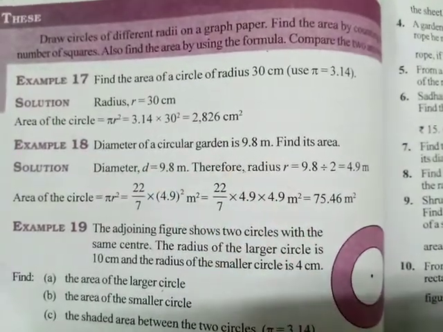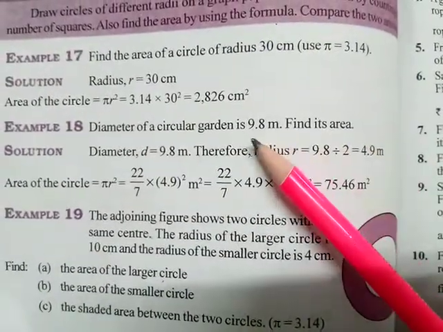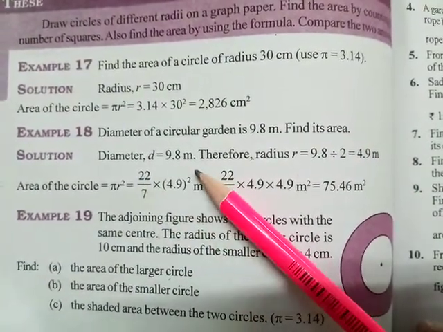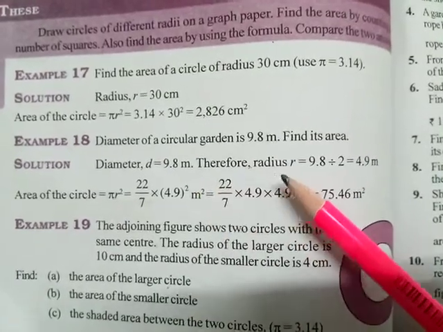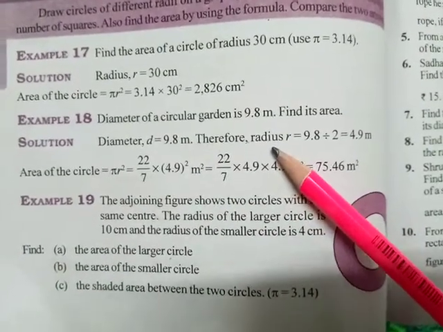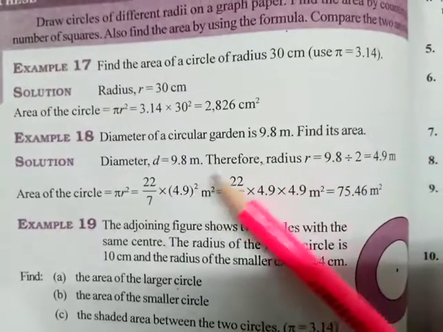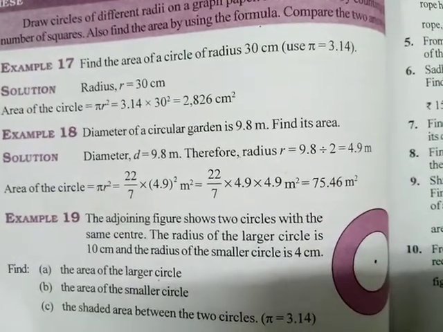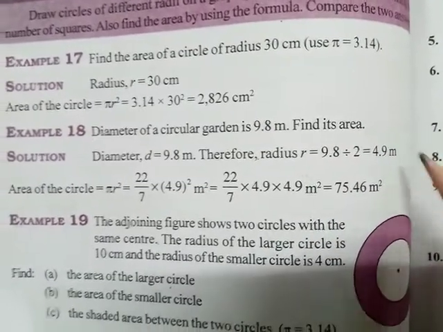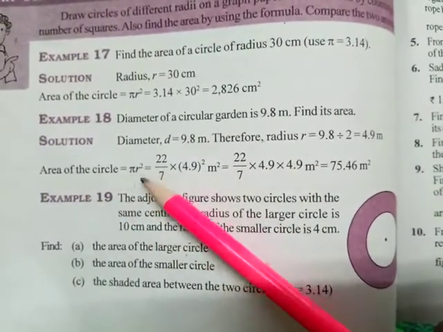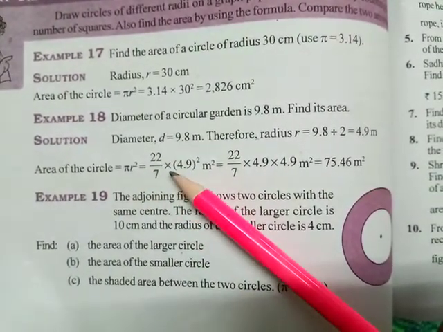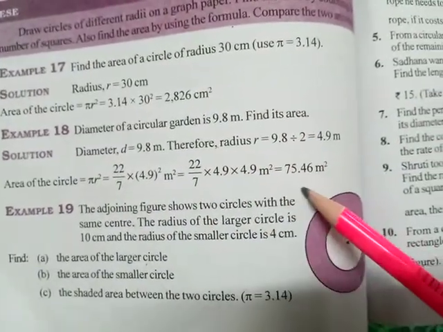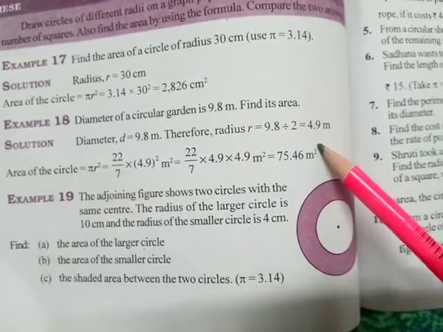Next, the diameter of a circular garden is 9.8 meter. Find its area. So diameter is given, d is equal to 9.8 meter. Now here we have to compulsorily find the radius, as in the formula we have to use radius only, not the diameter. So radius is equal to 9.8 divided by 2, so the answer is 4.9 meter. So area of circle is pi r square, is equal to 22/7 multiplied by 4.9 whole square meter square. When you solve this, your answer is 75.46 meter square.